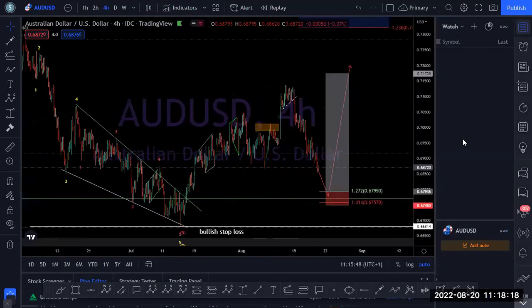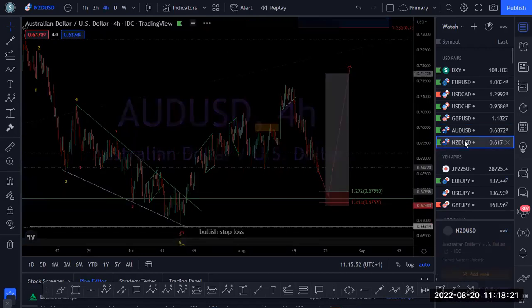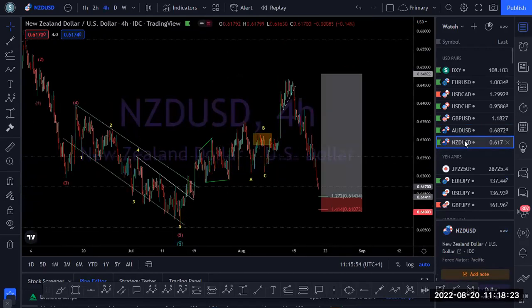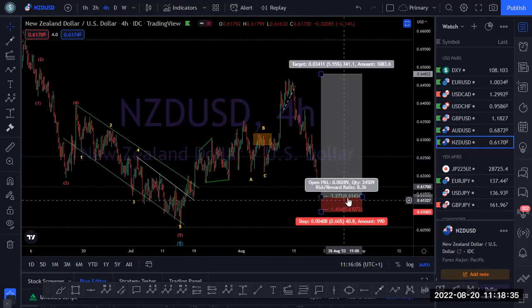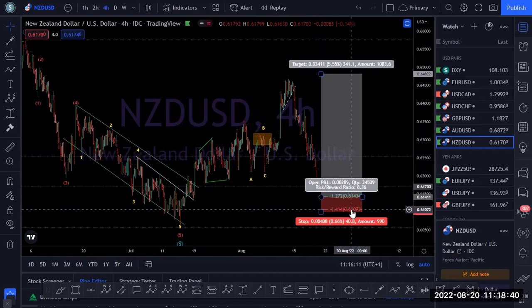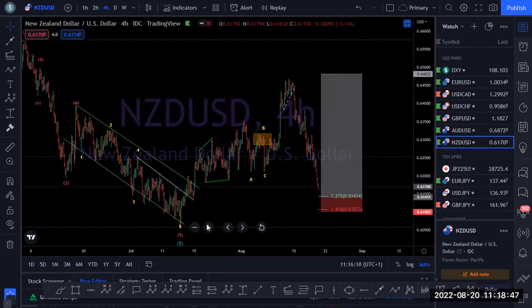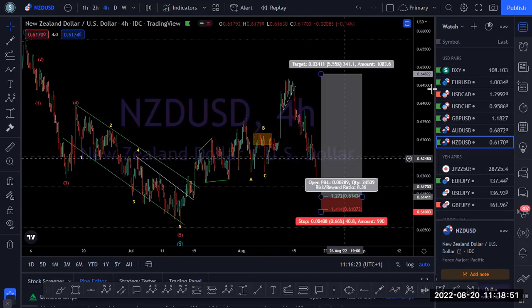Same situation is on New Zealand USD. The same structure, so no need to explain much. If the price reverses between 0.6144 and 0.6107, maybe if a buy up occurs here, I will buy. If not, a new low is expected. Though I didn't expect a new low anyway, anything can happen in the market.